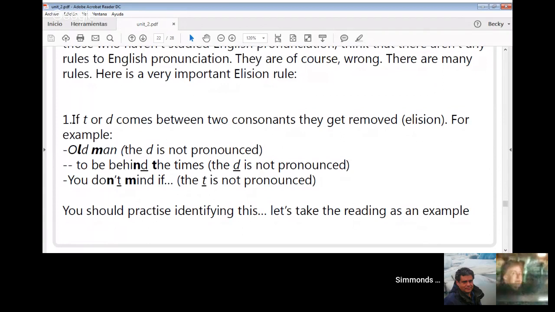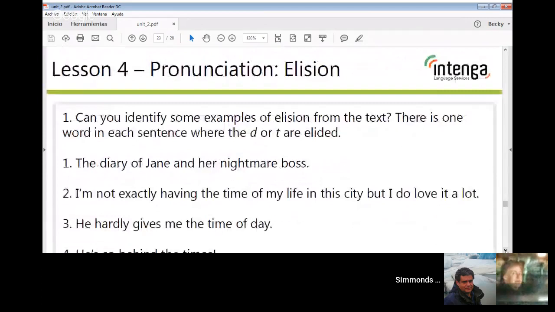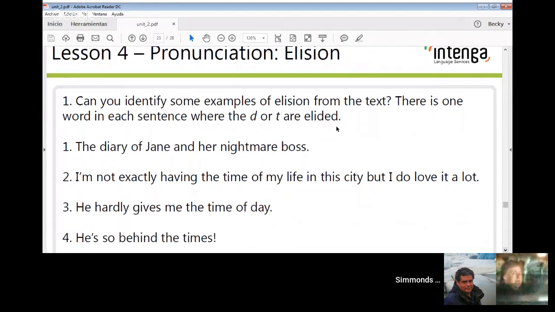All right. So it says at the bottom here, you should practice identifying this. Let's take the reading as an example. So let me go down to the next one, and I have to find, there it is. Lots of things on my computer today. So it says, can you identify some examples of elision from the text? One word in each sentence, where the D or T are elided. Let's say omitted. I've never seen this word before. I mean, I have obviously here, but I forgot it was here.